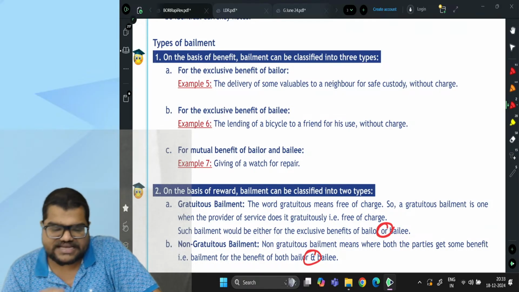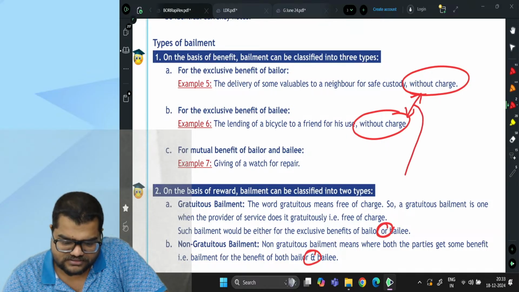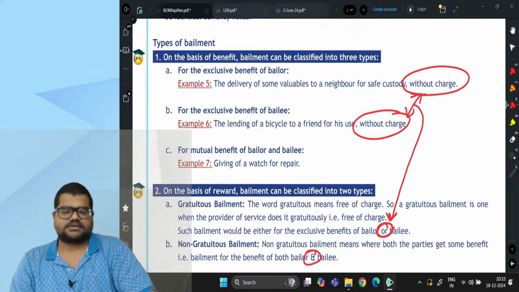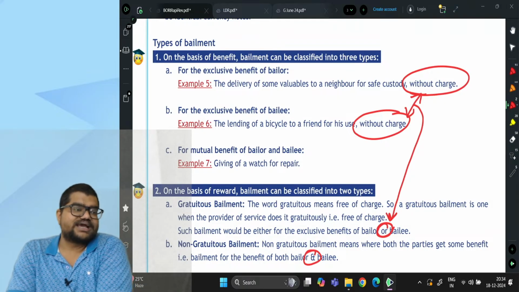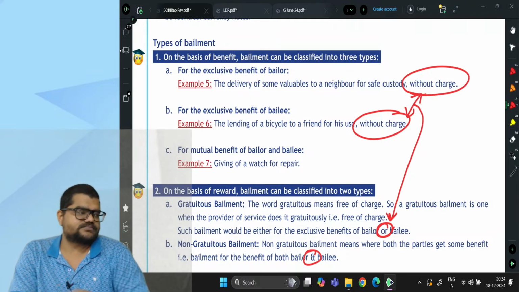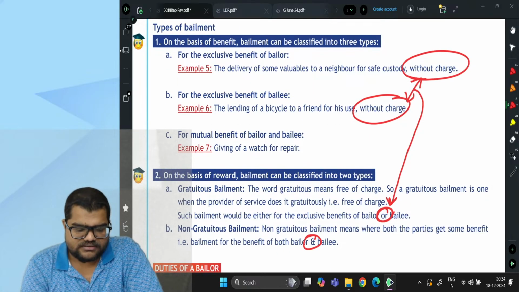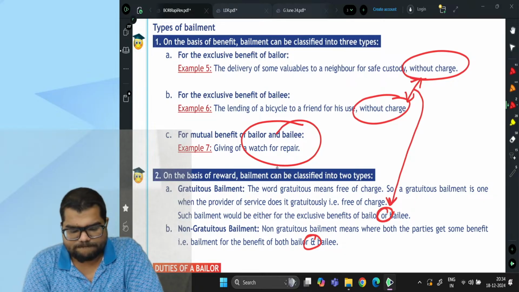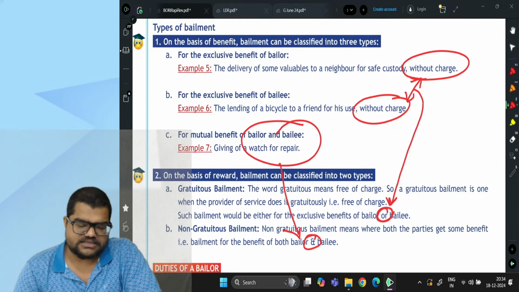So you can reconcile this with without charge, without charge. Both of them you can reconcile with this. That's how this was gratuitous bailment. On the contrary, when it was the repair example, it was non-gratuitous, which basically means business.